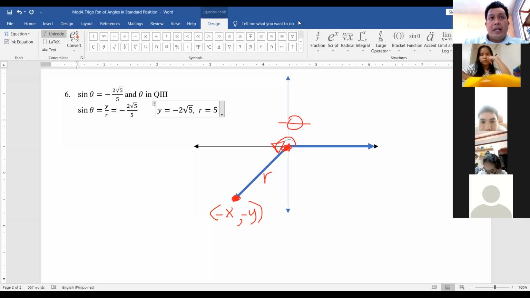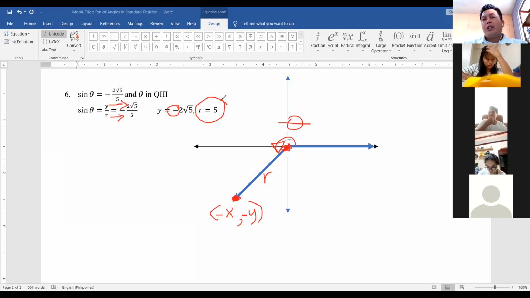Let me ask a question again. Where did I get 5? This one. Where did I get 2 square root of 5? This one. Why is it that y is negative? Because in the third quadrant, y is negative. And take note, r is always positive. The modulus of a function is always positive.